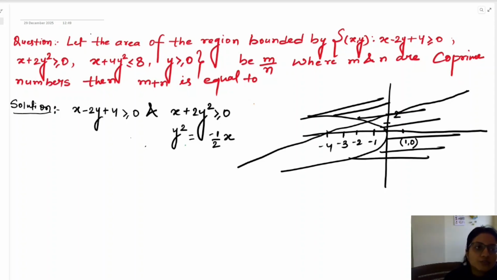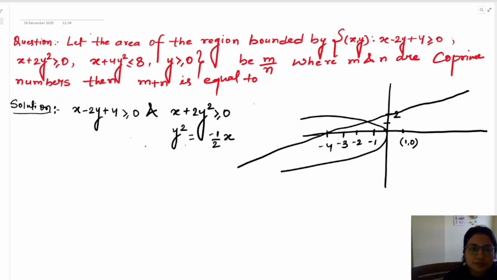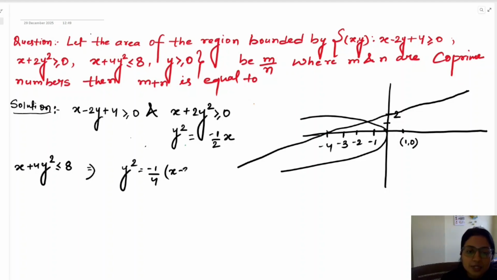Okay, now we have one more inequality. Let's plot the graph of that. That is x plus 4y square smaller than or equal to 8. Again you can write it in the form of an equation: y square is equal to minus 1 by 4 times x minus 8. You can see this is also representing a parabola.